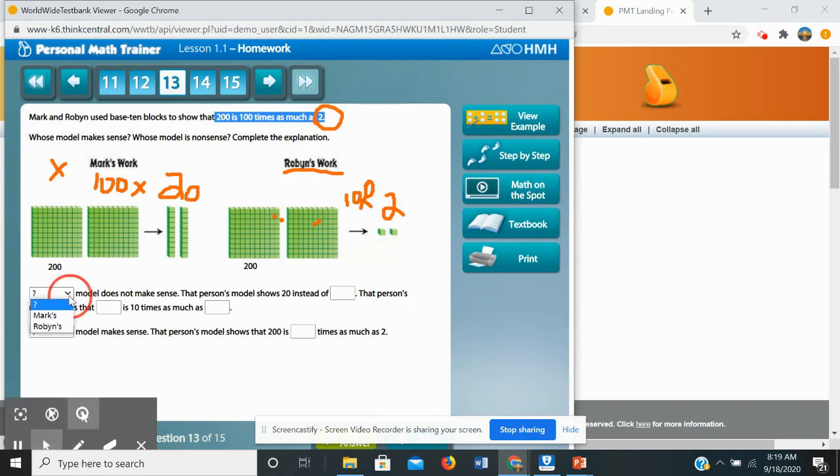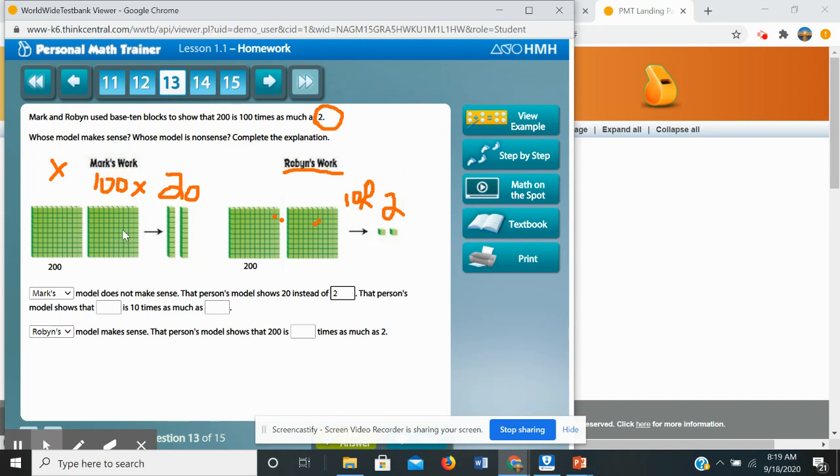Okay, so I pull down. First, I'm going to answer Mark's is wrong, and Robin is correct, so I put her here. So now here's where it might get confusing, so just take your time and read it accurately. It's saying that Mark's model, so now we're focusing on Mark's model, it's showing 20 instead of, well, we just said it needed to be 2. I'm going to put 2 here. He made 20 instead of making just 2.